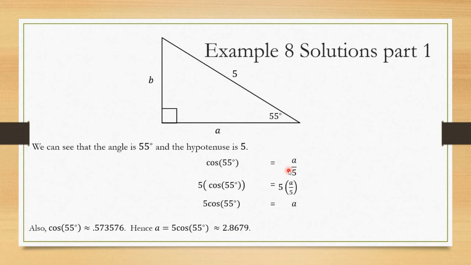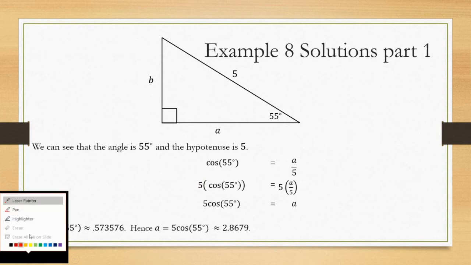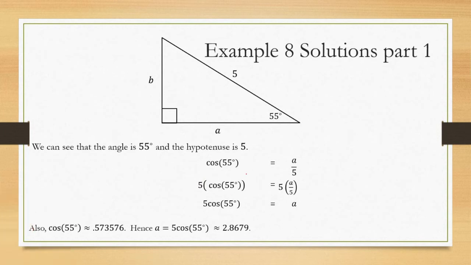So what can we do? We can multiply both sides here by 5, as you can see. Now, why does that help? Well, when you multiply both sides by 5, the 5's cancel. All you're left with is 5 times cosine of 55 degrees on the left. And that's equal to A.